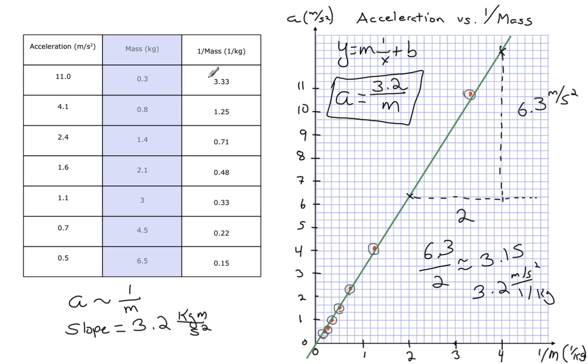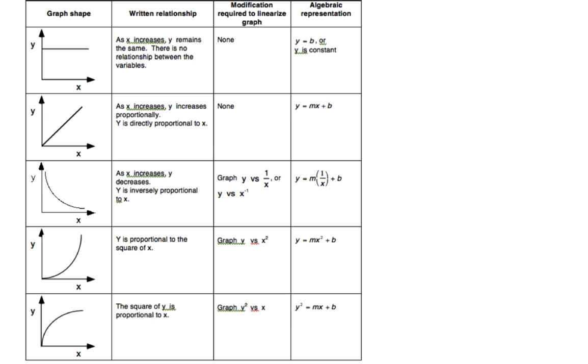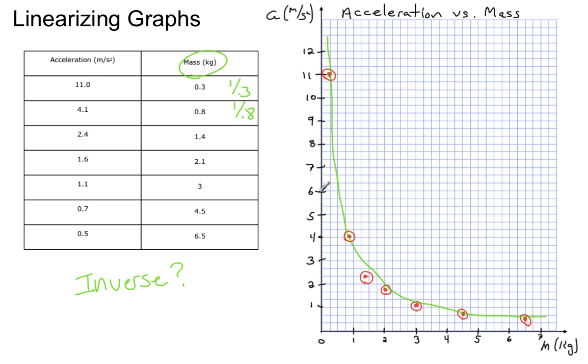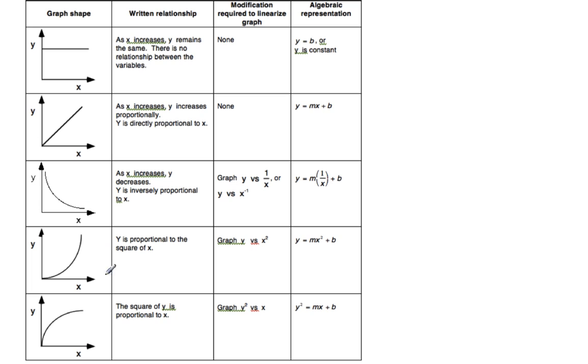So this is the equation of this function, which makes sense. It's an inverse, that the acceleration is equal to 3.2 over the mass. And if you plug y equals 3.2 over x into your calculator, you'll get this picture. And the linearization process are the same steps for any of these shapes.